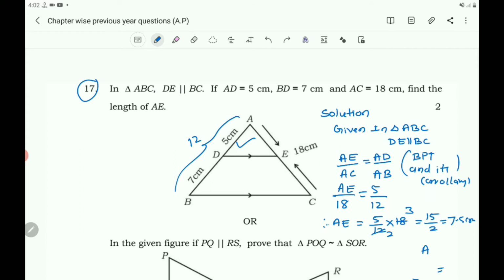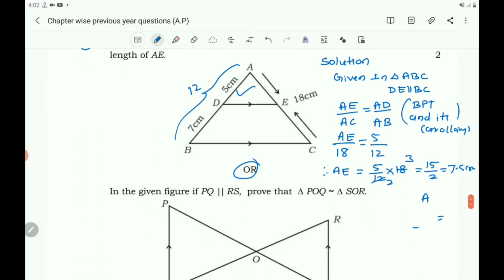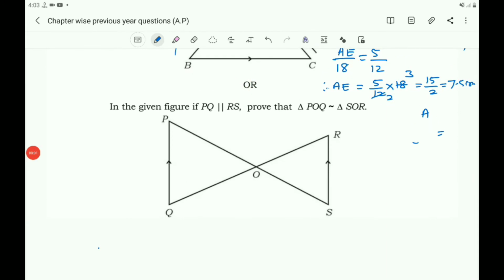There is a choice question. What is that question? The choice question is, in the given figure PQ parallel to RS, and we have to prove that triangle POQ is similar to triangle SOR. So you write the names of these two triangles and prove that they are similar.